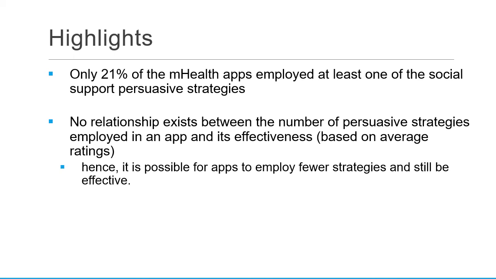It is important to note that users should still be allowed to preserve their right to privacy when using these optional social features. As previously mentioned, we found that there is no correlation between the number of strategies an app employs and how effective it is. This means that it is possible for an app to employ fewer strategies and still be effective. This aligns with a research conducted by Orji et al. in 2017, which shows that persuasive apps that employ a single strategy can still be effective.